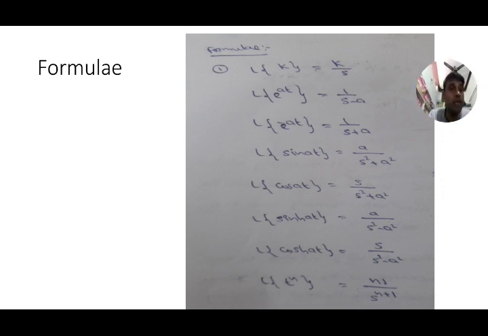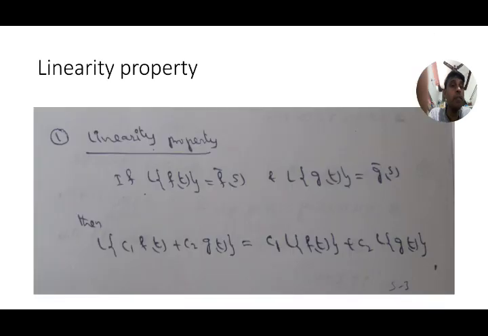These formulas are very important and compulsory. You have to memorize all the formulas. Okay. Next, we will see the properties.